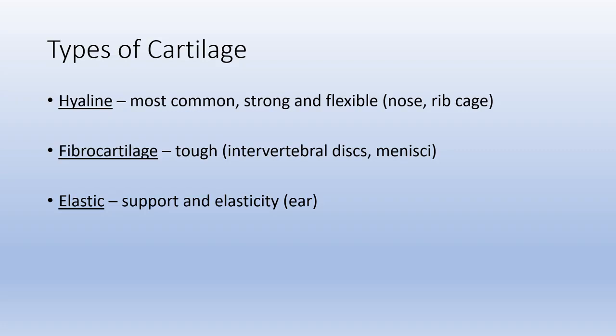Fibrocartilage is very, very tough. So it's found in your intervertebral disc. This is the cartilage that's between each of your vertebrae. Kind of acts as a shock absorber. Another example would be the menisci in your, say, in your knee joints. So it's very tough. Elastic cartilage has a great amount of elasticity to it, so you can bend it. It helps to support. An example is your ear.